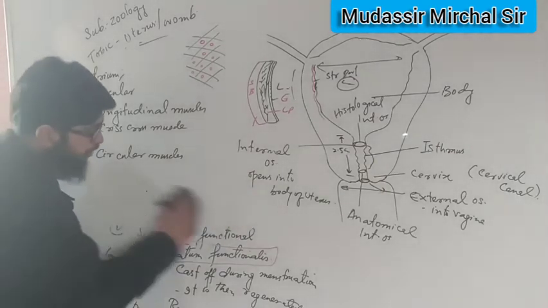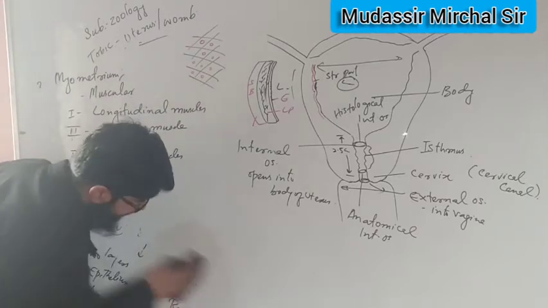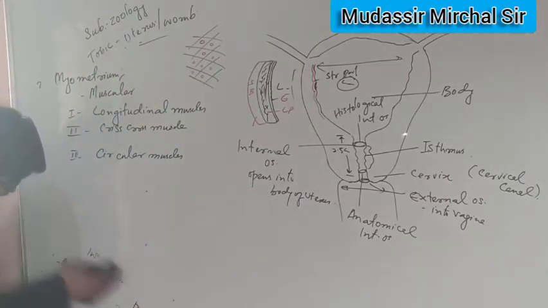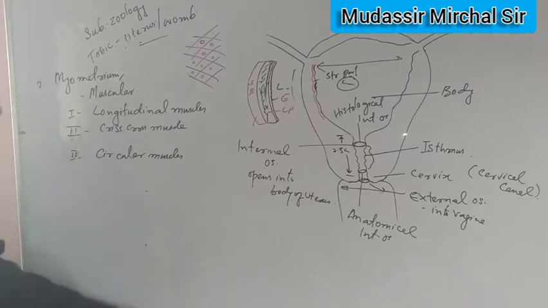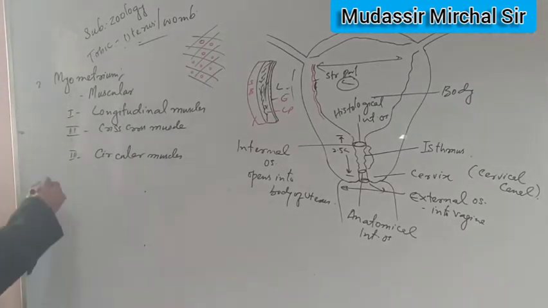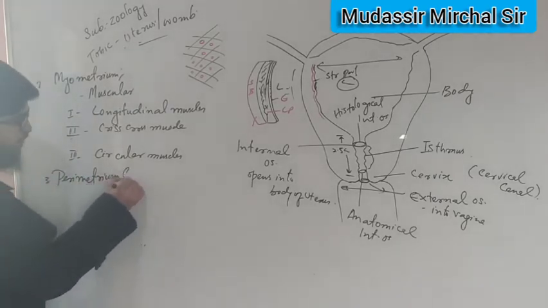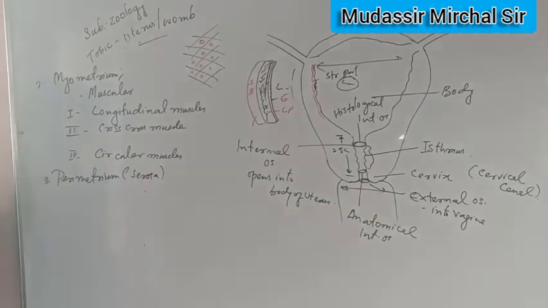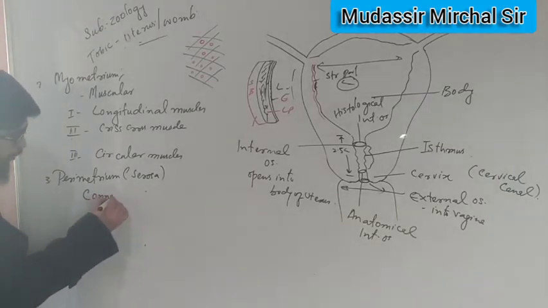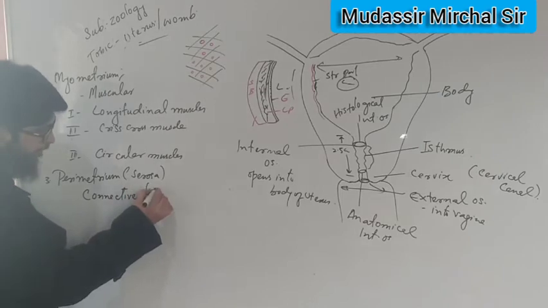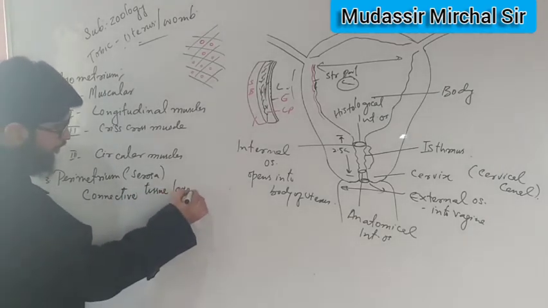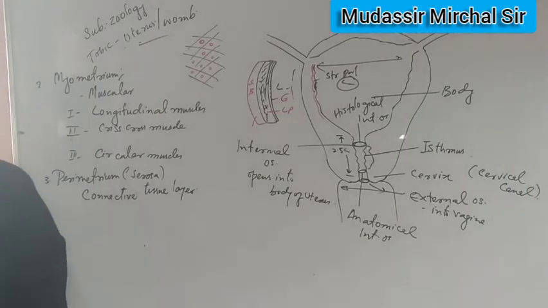That is the outermost layer, that is perimetrium. Perimetrium actually is serosa. Okay, and it is a connective tissue layer. It is connective tissue. It also has two layers. Inner is the connective tissue layer, innermost.